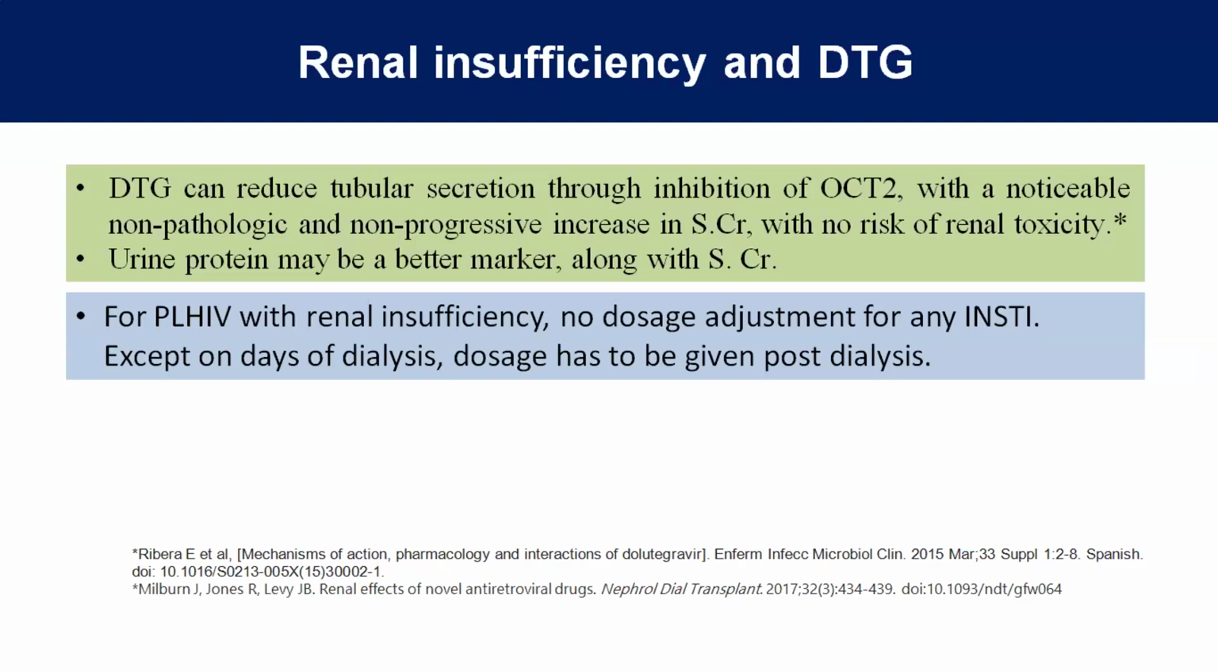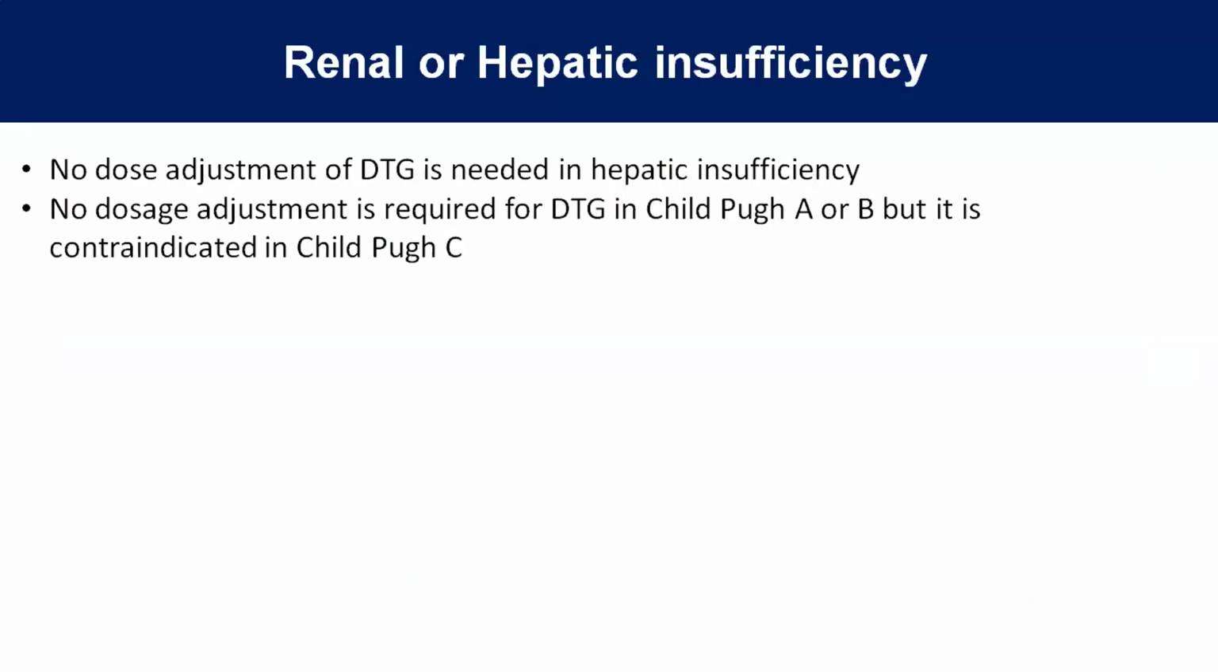In patients with renal insufficiency, no dose adjustment is required for any INSTI, except that on the day of dialysis, the dose has to be taken post dialysis. Otherwise, the drug will be washed away. Regarding hepatic insufficiency, no dose adjustment of DTG is needed in Child-Pugh A and B, but dolutegravir should not be used in Child-Pugh C.